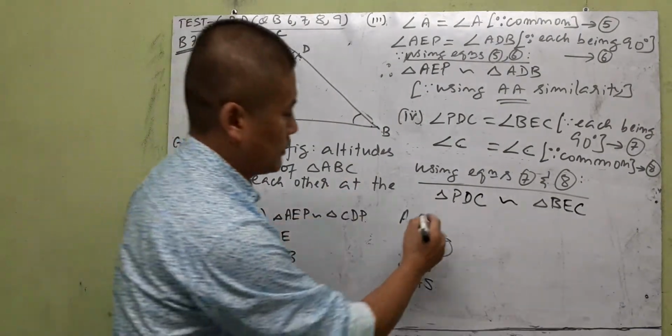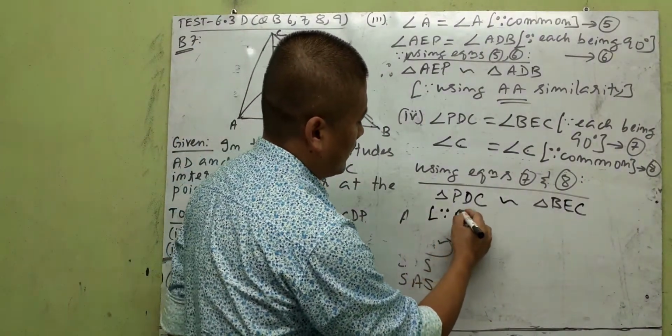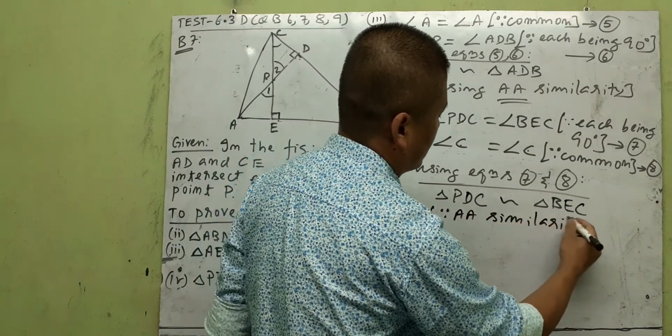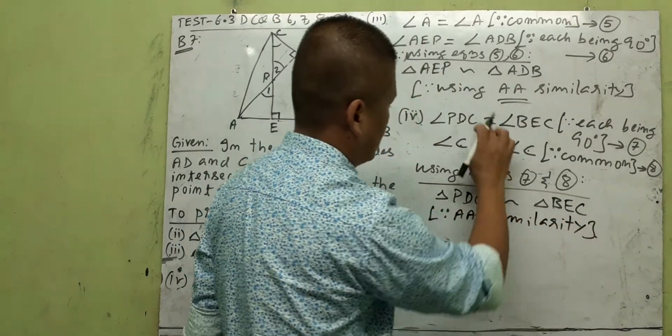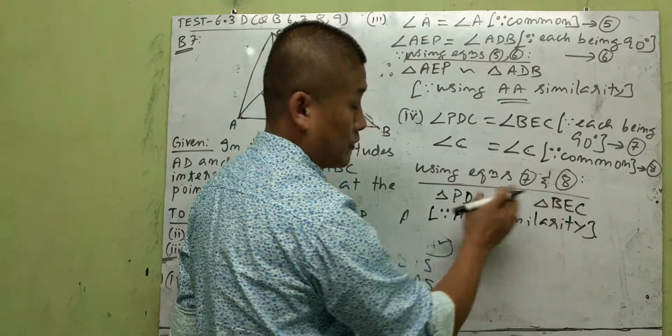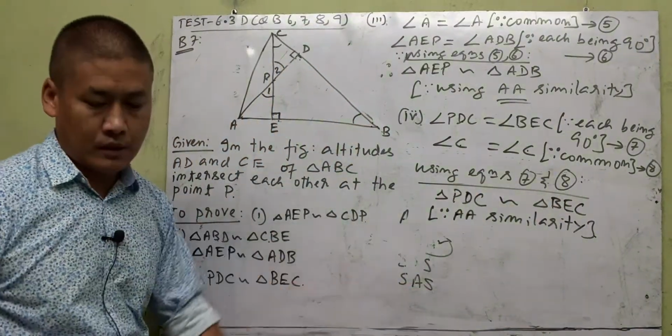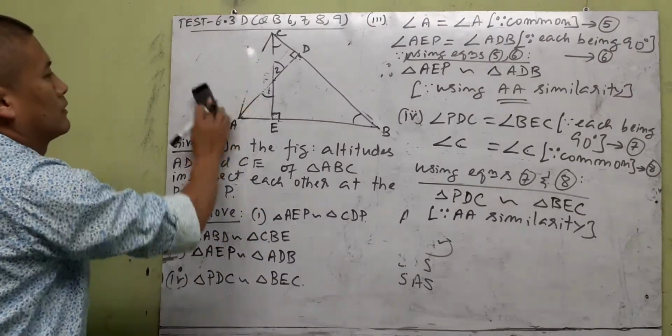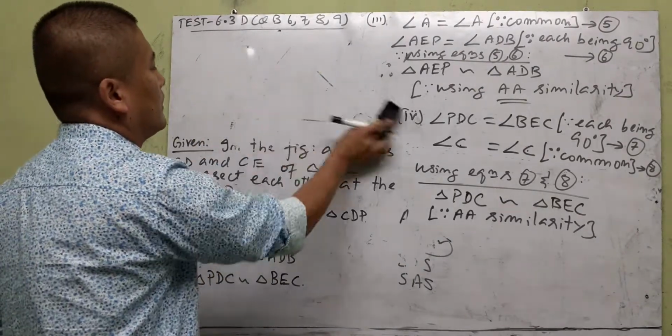We're correct now, because again double A similarity condition. Two angles inside this triangle are equal to two angles in the other. So the triangles will be similar by double A criterion. That is B7. Now let us go to the next one, B8.